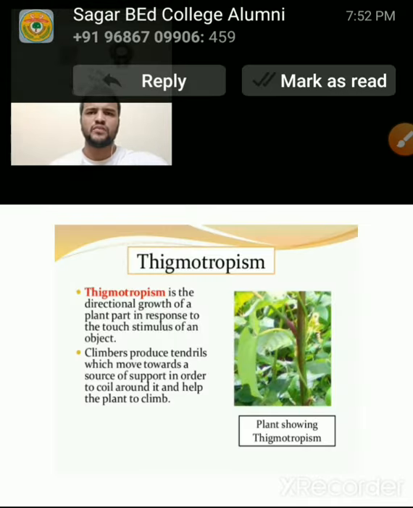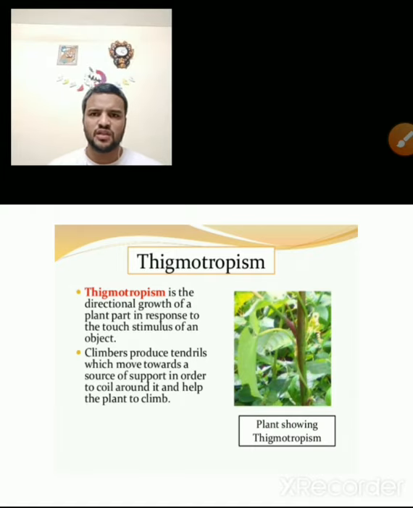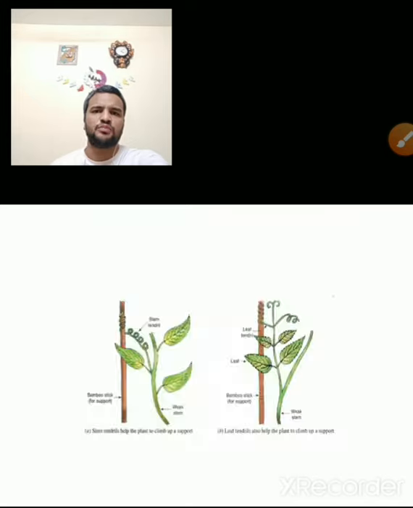Next we'll talk about thigmotropism. Thigmotropism is a response to a stimulus such as touch, which leads to a growth movement either towards the source of touch or away from the source of touch. The best example is climbers, which are having what? Tendrils. Plants which have a weak stem have tendrils, and these tendrils help to coil around the object. Whether the object is vertical or horizontal, the climber also shows a growth movement along with the object. So here the stem tendrils and the leaf tendrils show thigmotropism.